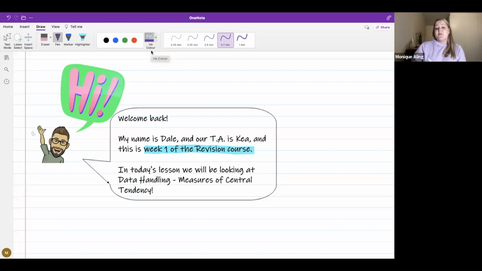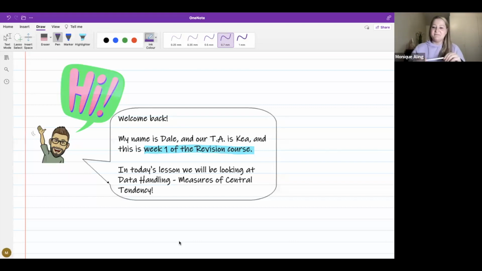In today's lesson, we'll be looking at data handling and more specifically, measures of central tendency. So who can tell me what are the measures of central tendency? We don't normally like to remember what measures of central tendency are, but when you say those three things, it will come to mind very quickly. The 3 M's in data handling. What are the 3 M's that we always work out or have to calculate?